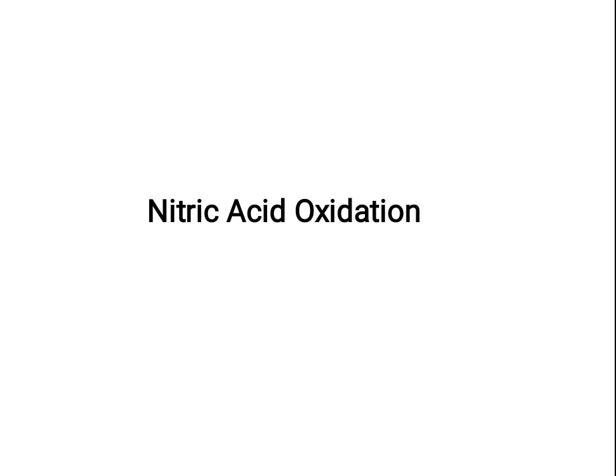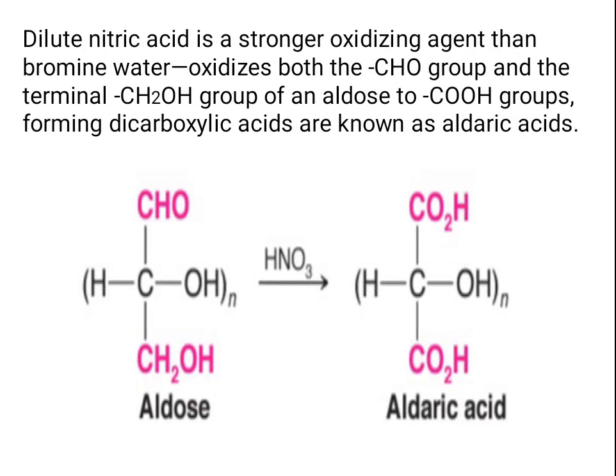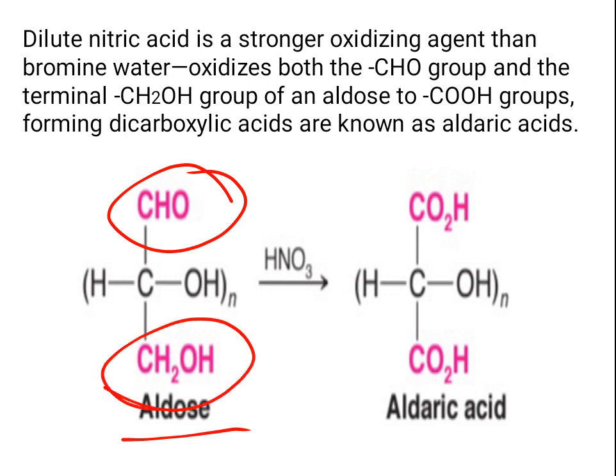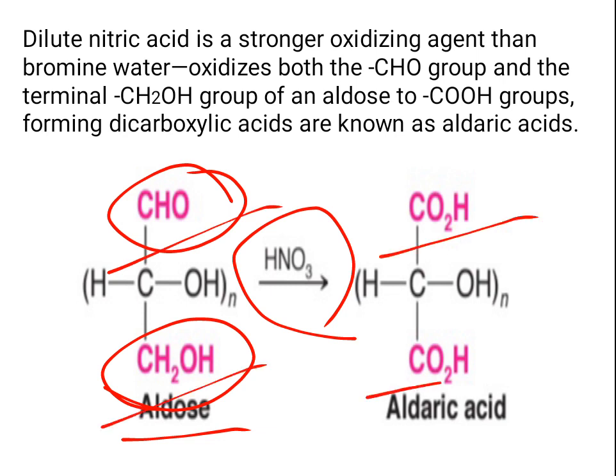Nitric acid oxidation. Dilute nitric acid is a stronger oxidizing agent than bromine water, and it oxidizes both the CHO, that means the aldehyde group, and the terminal CH2OH group of an aldose to the carboxylic group, and it forms a dicarboxylic acid which is known as aldaric acid. So this is your aldose, this is the aldehyde group, and this is the terminal CH2OH group. If you take nitric acid, both of these groups will be oxidized into COOH, and you will get aldaric acid.